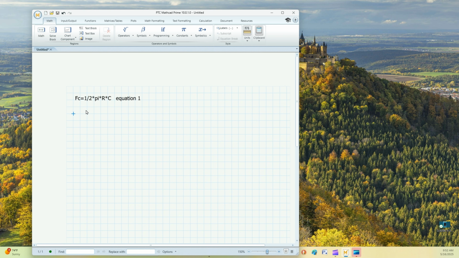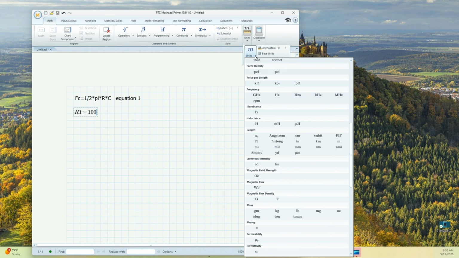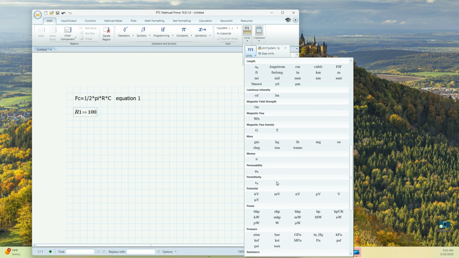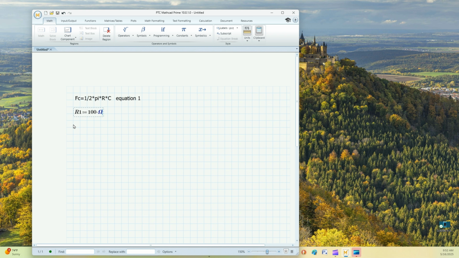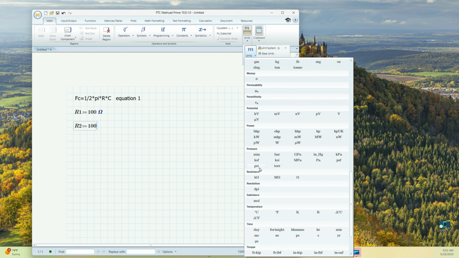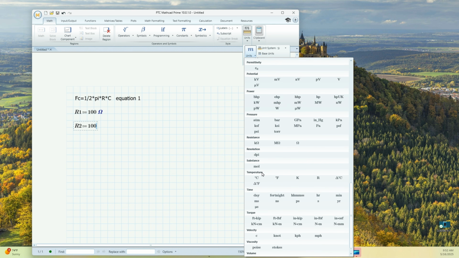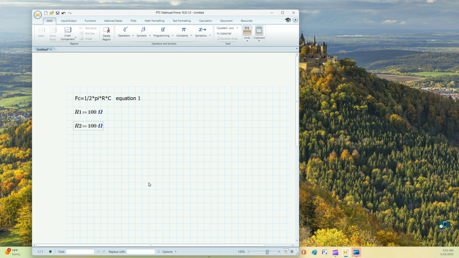So let's enter what R is. R1 shift colon equals 100 ohms. And we have to use the units or the answer won't have the correct nomenclature on the output. So we go down to resistance. It's 100 ohms. R2 shift colon is also 100 ohms for perfect power transfer. Go down to resistance again, find the ohms.